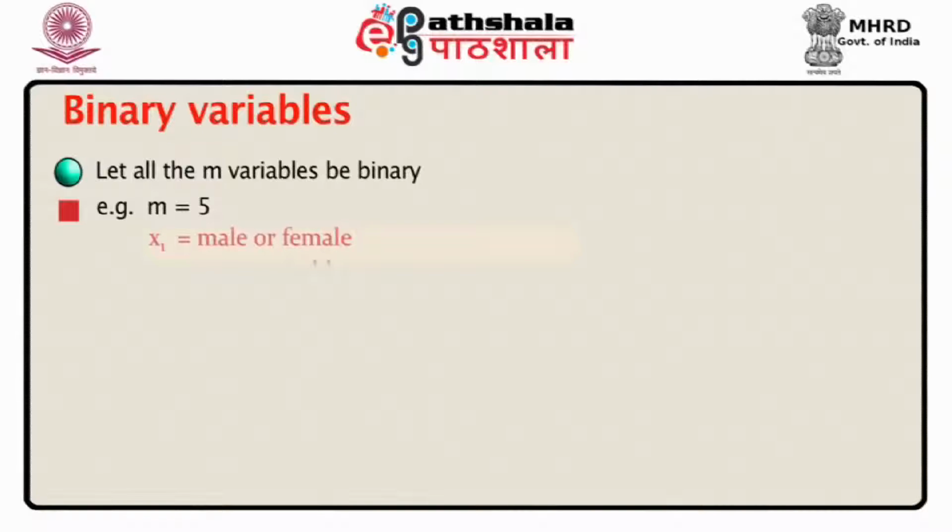Maybe the first variable is x1, which is male or female. Then we can have a second variable, which is whether the individual is young or old. In this case, of course, we are not looking at the exact age. Exact age would be continuous. We are just categorizing age as young and old. The third variable is tall or short. Greater than 170 centimeters means tall. Less than or equal to 170 centimeters means short.